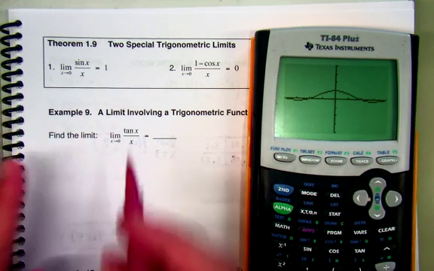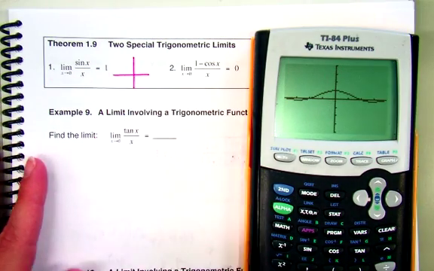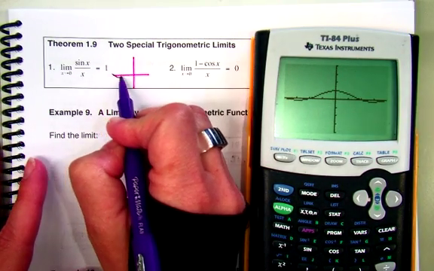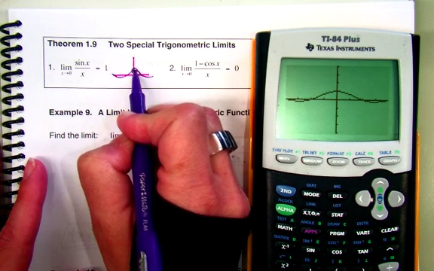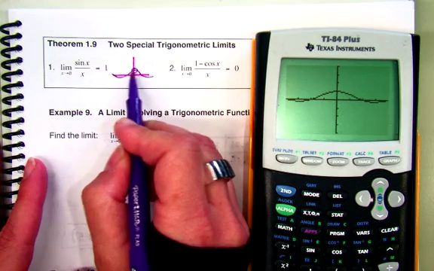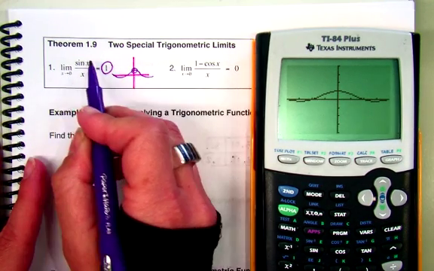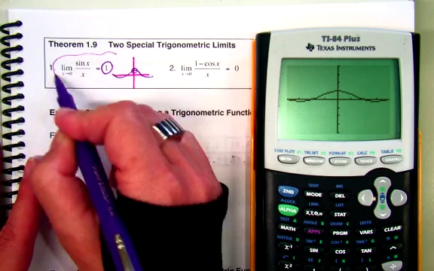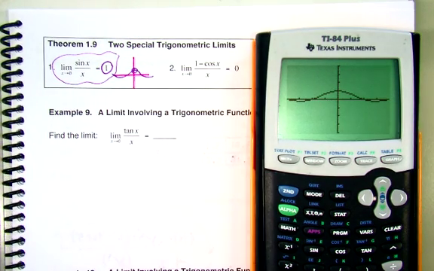So what this graph looks like, just to have a mental picture, is it does this sort of thing, and it comes up here and comes back down. And right at x equals 0, it's at y equals 1. There is a hole there. And so the limit as x approaches 0 of sine of x over x is always equal to 1. So you just have to memorize it. There's really no other way to figure this out.